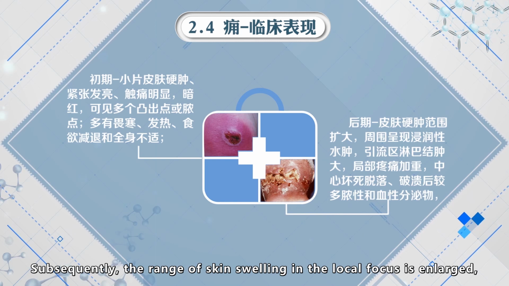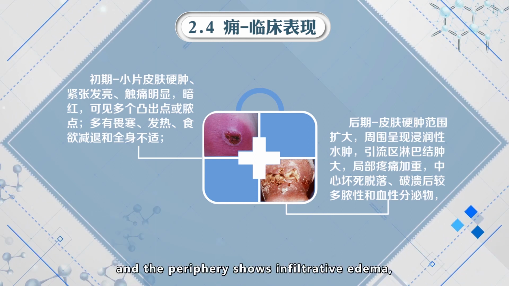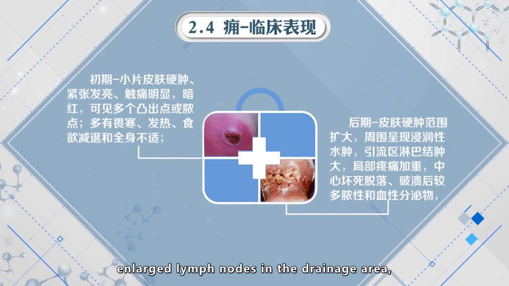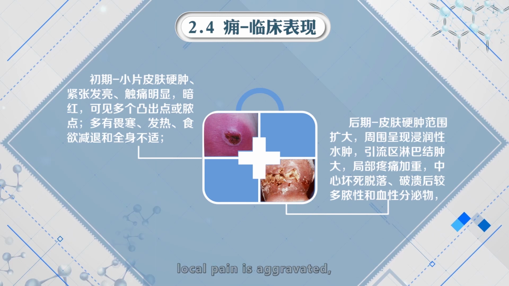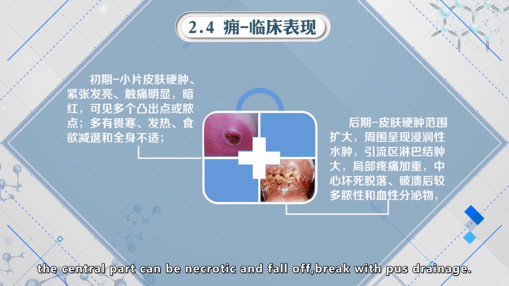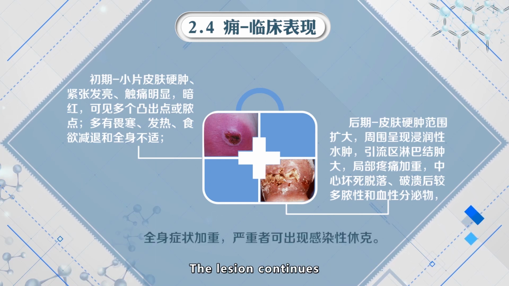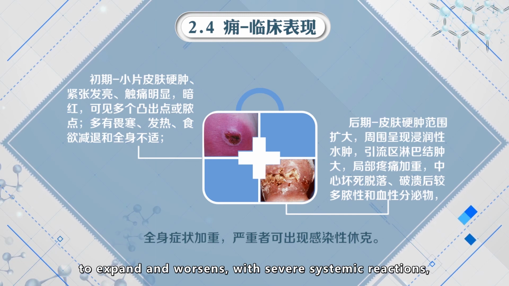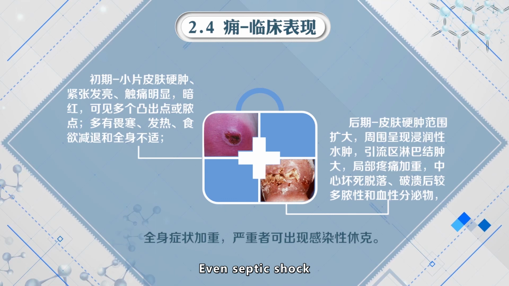Subsequently, the range of skin swelling in the local focus is enlarged, and the periphery shows infiltrative edema. Enlarged lymph nodes in the drainage area, local pain is aggravated. The central part can be necrotic and fall off. Break with pus drainage, the lesion continues to expand and worsens with severe systemic reactions, even septic shock.